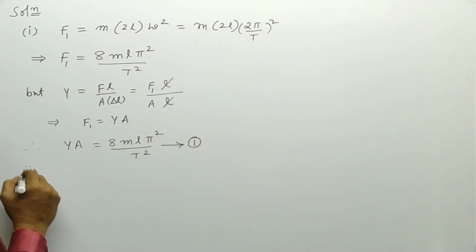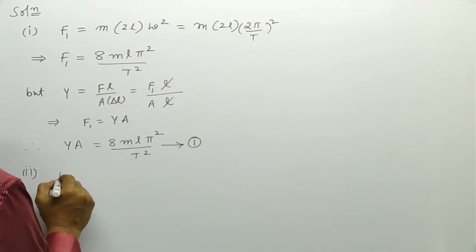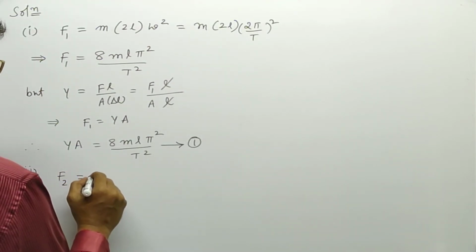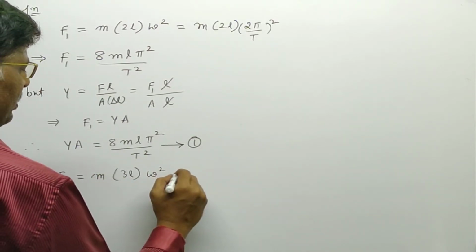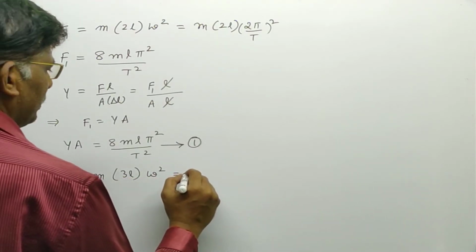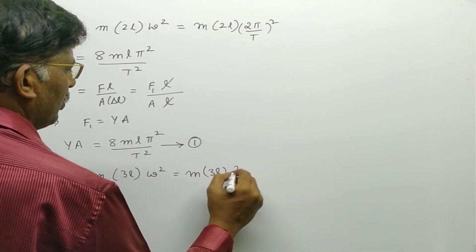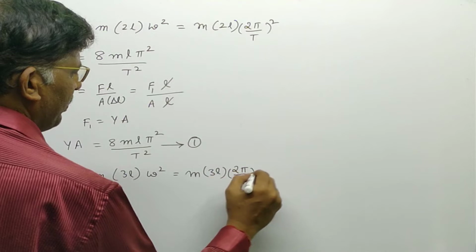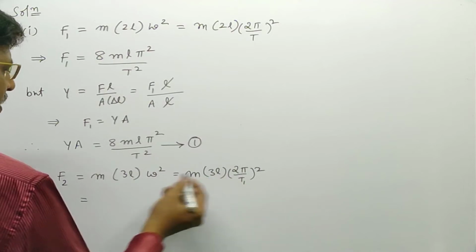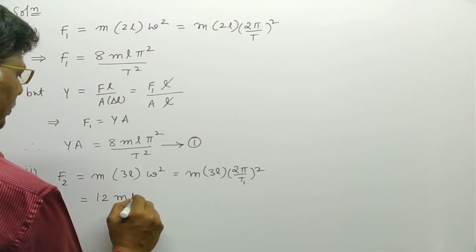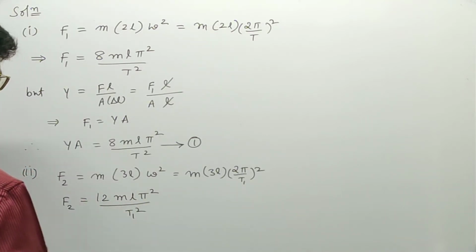In the second case, when the wire is further speeded up, its length increases to 3L. So in the second case, F2 is equal to m into final length 3L into omega square. This is the centripetal force. So m into 3L into 2 pi by T1 square. Here 2 square is 4, 4 times 3 is 12, so F2 is 12 m L pi square divided by T1 square.